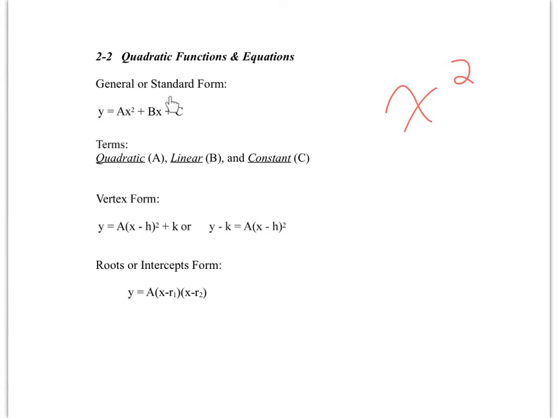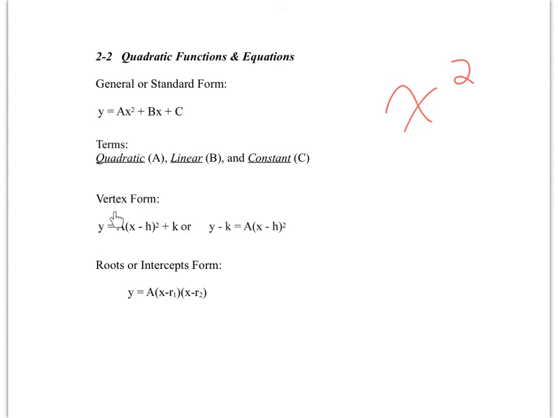Standard form of a quadratic equation is y equals ax squared plus bx plus c. Please know your terms here. The quadratic term is called the a term, or the a term is called the quadratic term. The x term, the b term, is called the linear term. And the c term is called the constant term. There is no x in the c term. So we have our x squared term, our x term, and our number term.